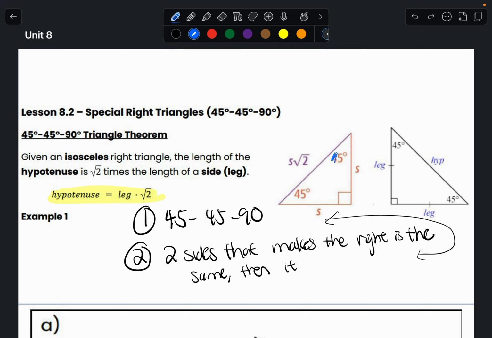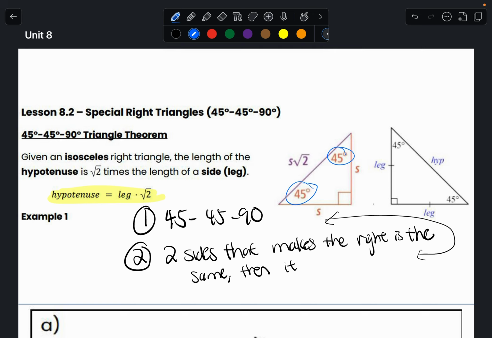If I didn't know that these are 45 degrees, but I know that my two sides that make this right angle are the same because they're both S's, then from this I can tell that these two angles right here must be 45 degrees.